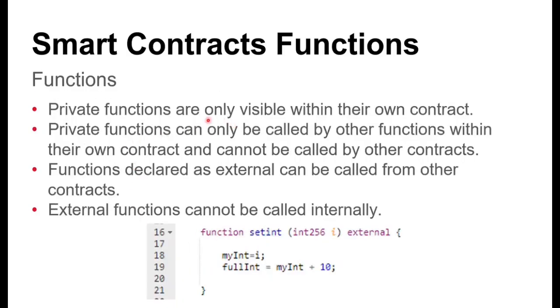Private functions are only visible within their own contract. That means functions within their contract can call them. Private functions can be called by other functions within their own contract, but cannot be called by any functions in another contract. And functions declared as external can only be called from other contracts. So we can declare this in our current contract, but it can only be called from another contract.